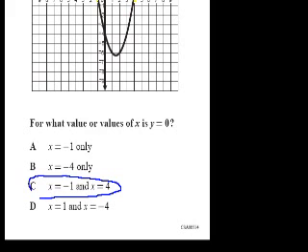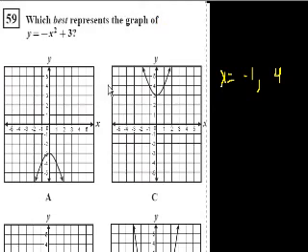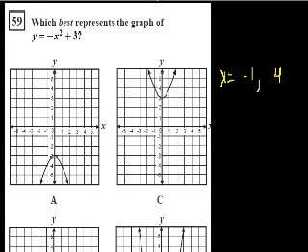Next question, 59. Let me copy and paste it. Okay, I have copied it. I'll paste it below, right on top of this. There you go, 59. Let me erase this stuff right here, since it's unrelated to this problem.